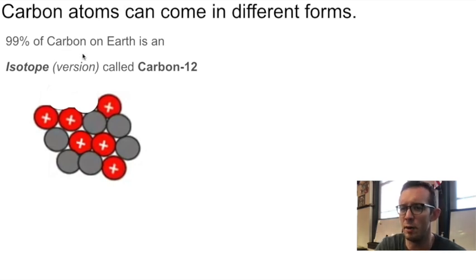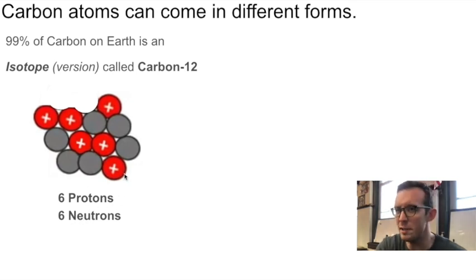The most common form of carbon is an isotope, or a version of carbon, called carbon-12. And this isotope of carbon gets its name from the fact that it has 6 protons. That's what makes this a carbon atom. But also 6 neutrons in its nucleus. And so altogether in its nucleus, there are 12 units of mass. There are 12 different particles.